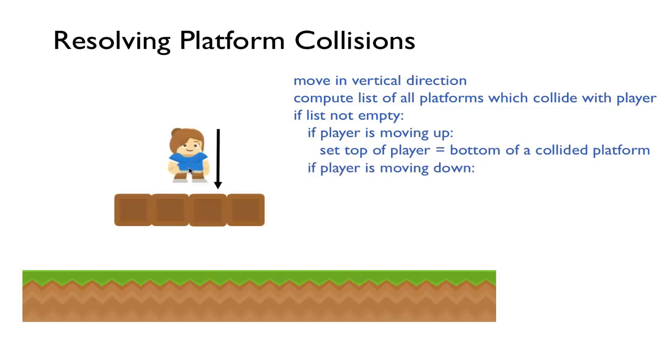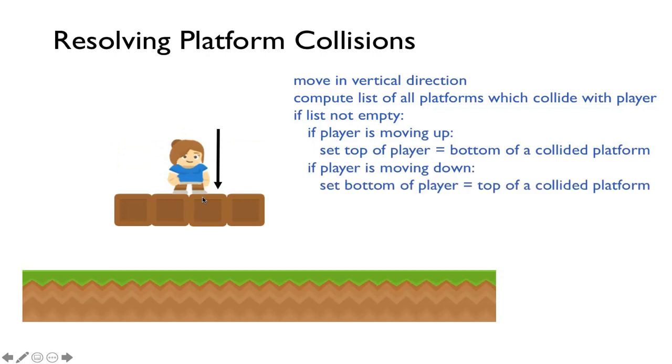Now if we're moving down, it's the same thing. Again, I move down and I collide with a bunch of platforms. Now I want to set the bottom of the sprite equal to the top of one of the platforms, so that way we fix the collision. So that's why we have those set top, set bottom, get top, get bottom, accessor and mutator methods. And then we also need to set the change y to 0, because we can't go through the platform, so we're going to set the y velocity back to 0.